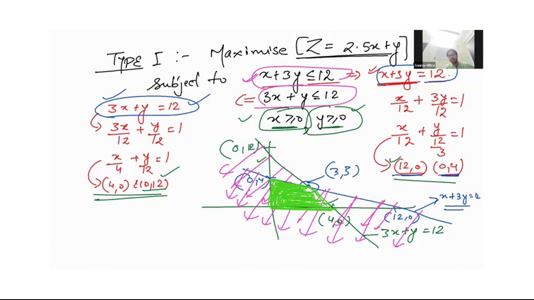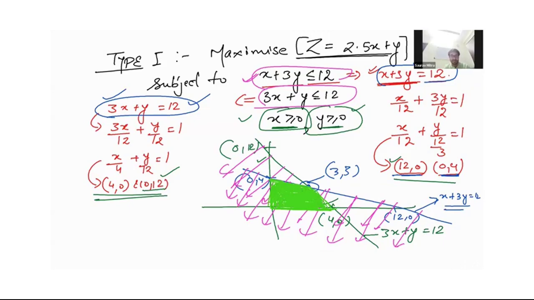So first we have to check whether our statement is true or false. If it is true, then it will be shaded towards the origin. But if it is false, it will be shaded away from the origin with respect to the lines which we have plotted on the graph. Okay, now this is your shaded area.